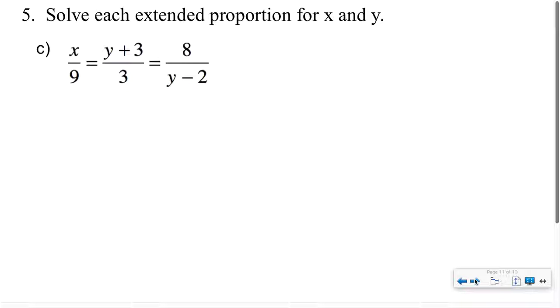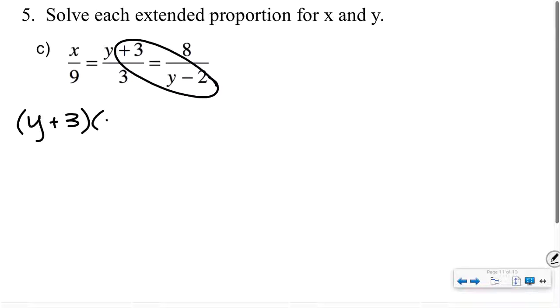x over 9 equals y plus 3 over 3 equals 8 over y minus 2. The last two. Good. We're going to start with the last two to solve for y first. So we take y plus 3 times the quantity y minus 2 and set that equal to what? 24. Good.